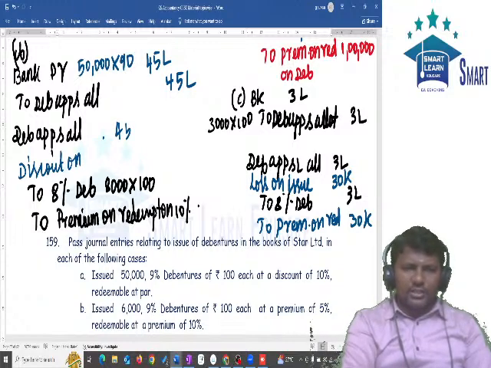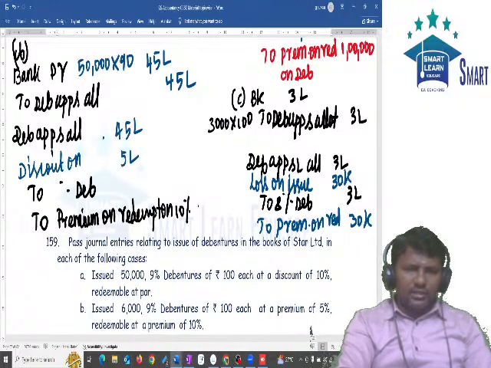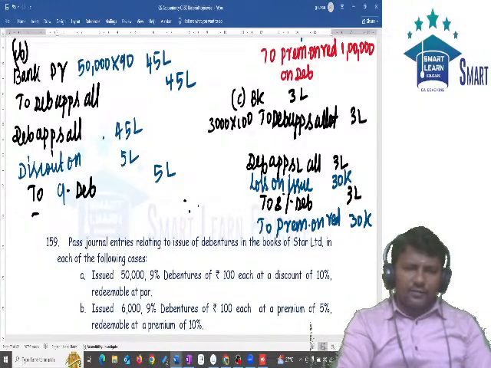So debenture application and allotment should be debited with 45 lakh, and discount, how much amount? 5 lakh. And debenture should be credited, what is the percentage of debenture? It is 9% debenture. Debenture should be credited with 5 lakh. That's all. This is the first one's answer.